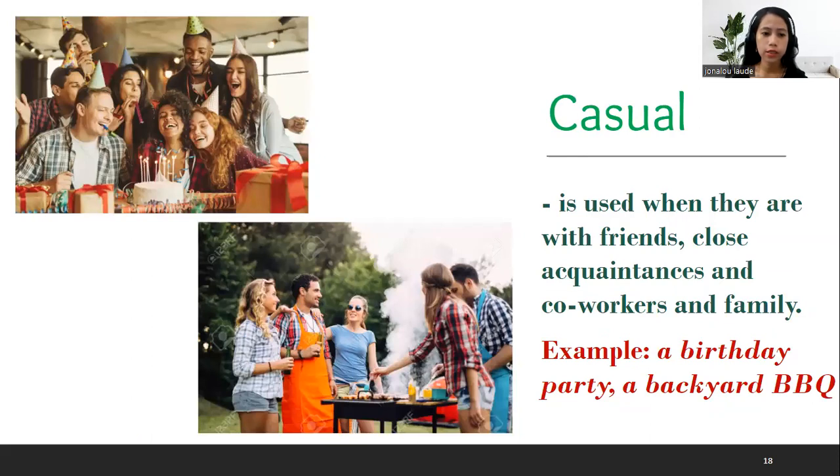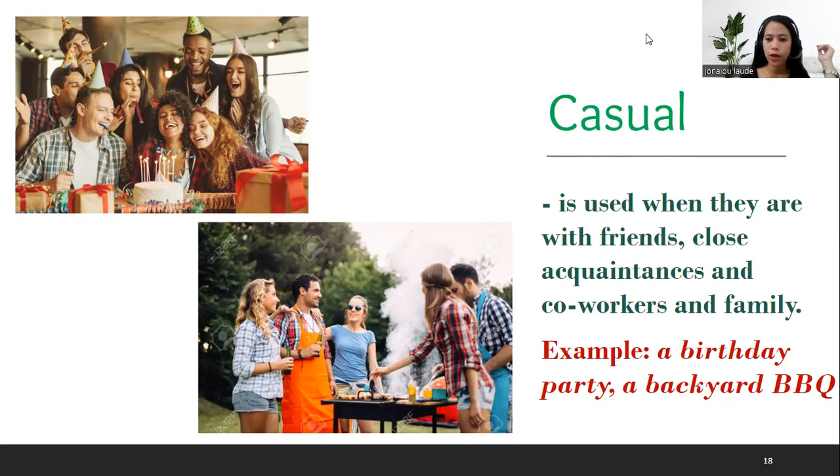Then we also have here, this is actually the most common among all, which is the casual. This is used when you are with friends, close acquaintances, coworkers, and family. The way you talk to your friends and neighbors is just the same as how you talk to those very close to you, for example. In casual, you are using colloquial or informal words. Examples are a birthday party or a backyard barbecue. As you can see in the picture, it is very casual, guys, chatting and joking around with a group. Your friends, acquaintances, and classmates belong here in casual, the way you communicate with your friends.